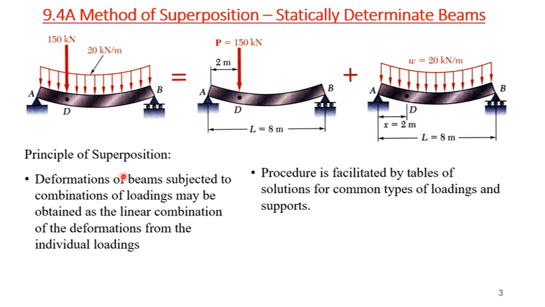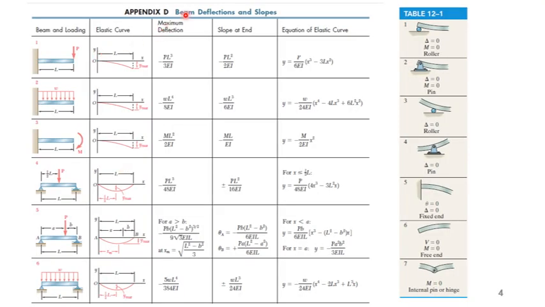Now this method of superposition can be facilitated through a table. That table contains solutions for common types of loads and supports. That table is Annexure D of your book: beams, deflection, slope. This table gives most of the known problems, and by combining those problems, we can calculate the deflection of the beam. For example, the cantilever beam with a point load at the end, y max will be at the free end. So the maximum deflection, slope, and this is the equation of the elastic curve.